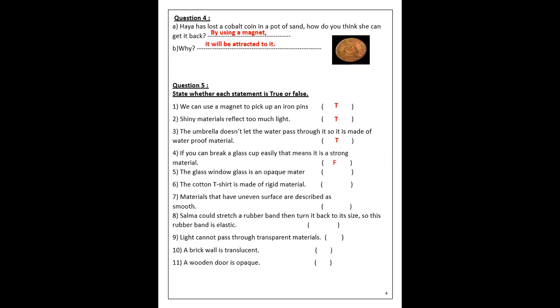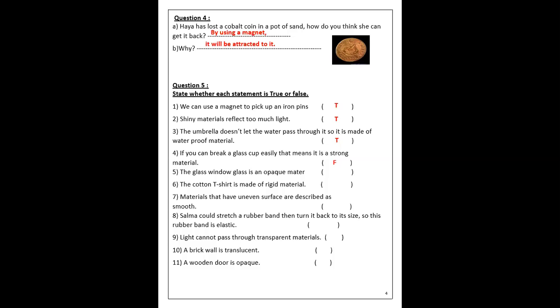Let's revise this part. There is something called transparent material, translucent material, and opaque material. The transparent material is the material that allows all the light to pass through it. So we can see all of the things clearly from it. The opposite of it is the opaque material, which doesn't allow any light to pass through it, so we can't see what is behind or in front, anything. We can't see anything through it.